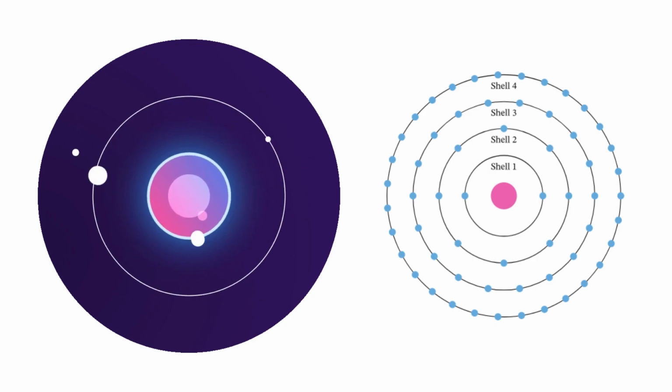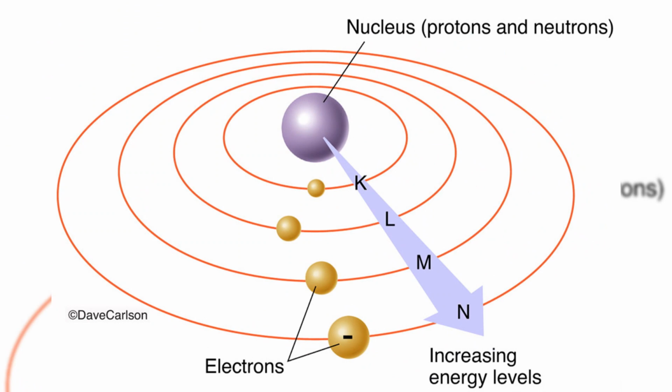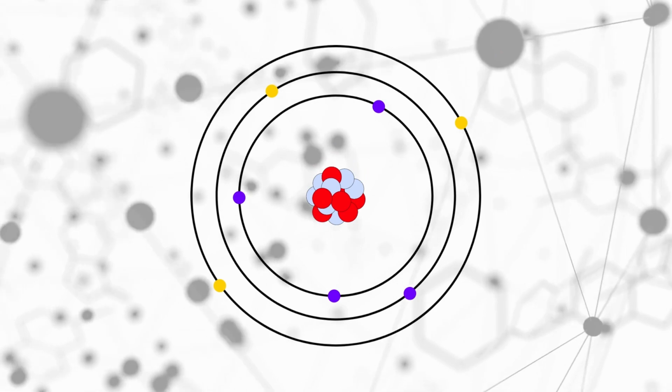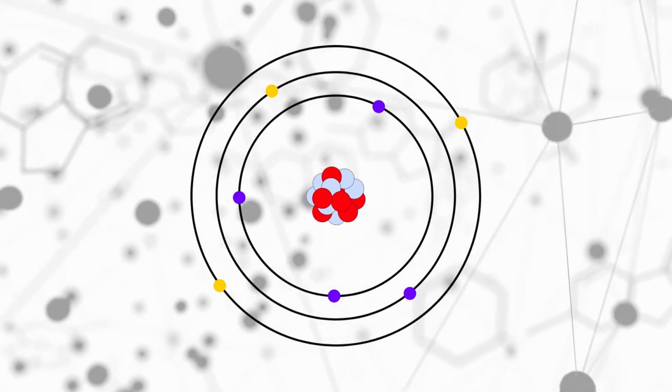Electrons orbit nuclei at distinct energy levels or shells. Each shell can hold a fixed maximum number of electrons. The first energy level can only hold a maximum of 2 electrons, while the rest up to 8.